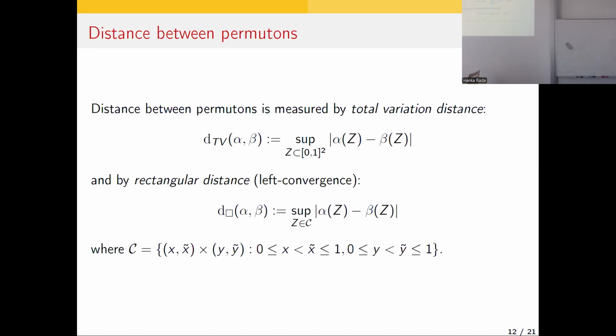Sorry, so is the second one the one that we briefly call cut distance? Yeah. Okay. Yeah, but for the permutons, there are some problems with it.